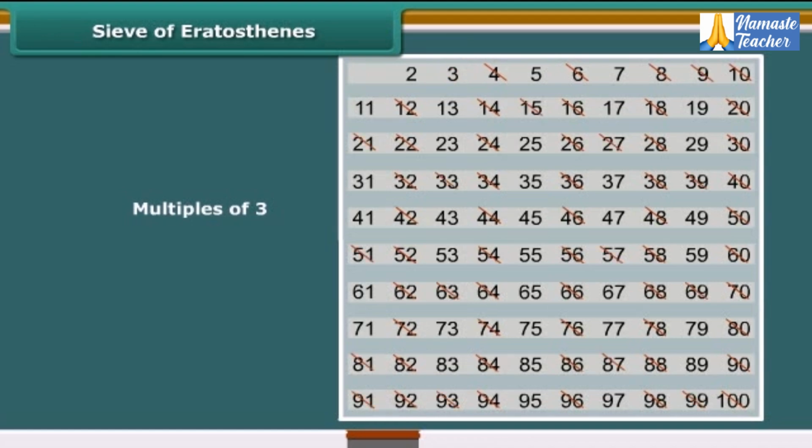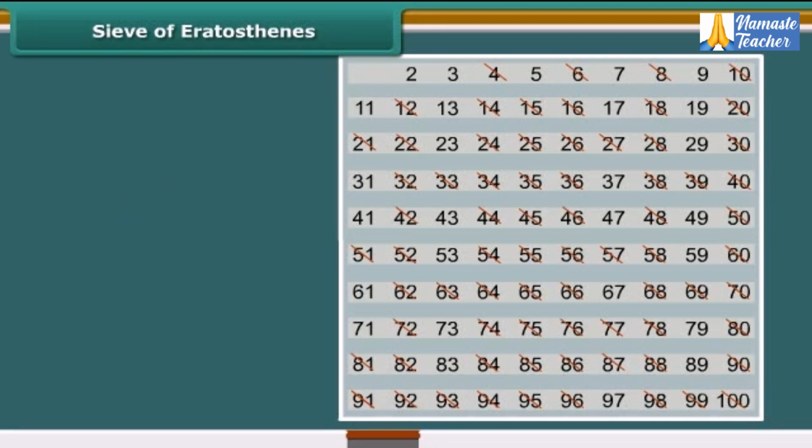Encircle 3 and cross out all the multiples of 3 other than 3 itself. The next uncrossed number is 5. Encircle 5 and cross out all the multiples of 5 other than 5 itself. The next uncrossed number is 7. Encircle 7 and cross out all the multiples of 7 other than 7 itself.